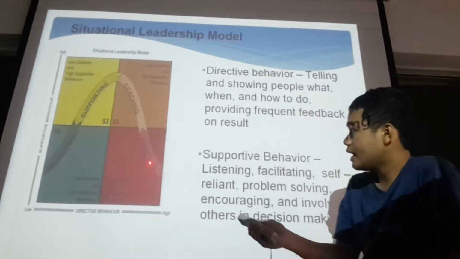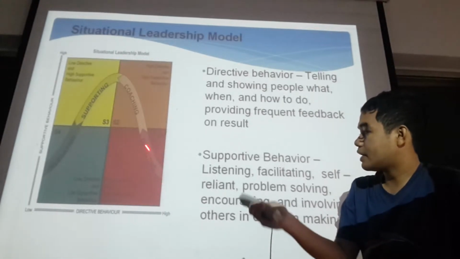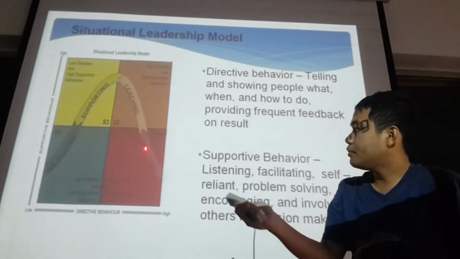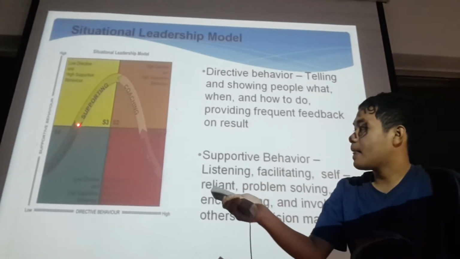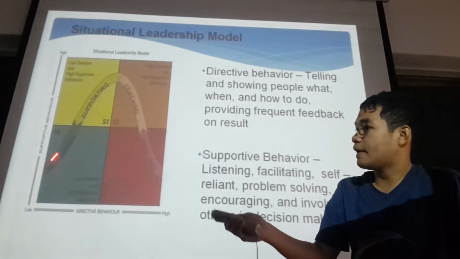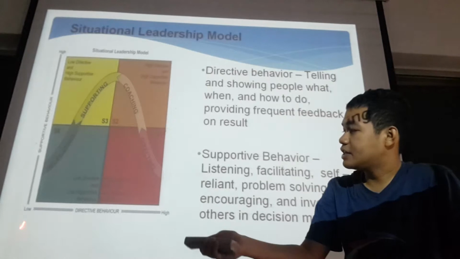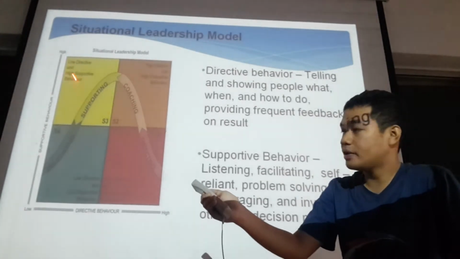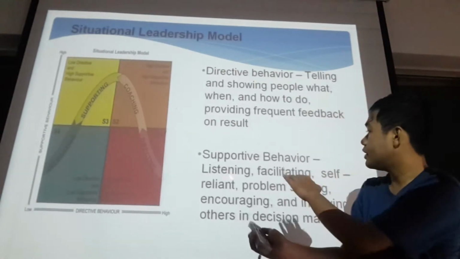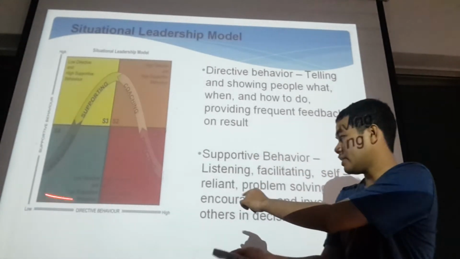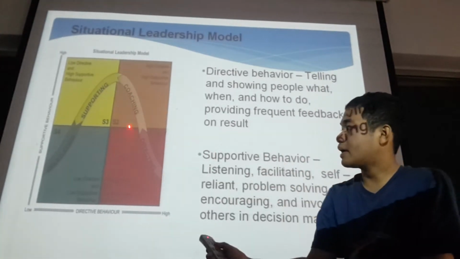Okay, here in S1, we call it directing, and we move here. S2 is coaching, S3 is supporting, S4 is delegating. Okay, in here, supportive behavior is around low until high. In directive behavior is low until high. Okay, supportive here when you listen to others. Directive when you try to tell people and show them. Okay, you got it? Next.